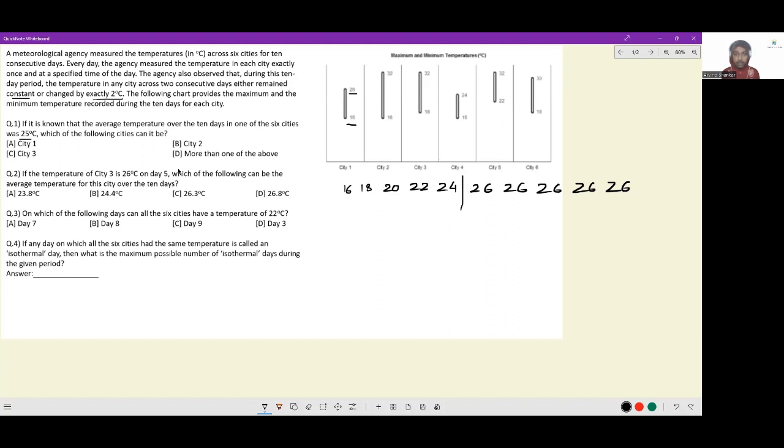Now, for average calculation, look at this. For these 5, because they are in AP, the average would be 20. And for these 5, because 26 is right in between, the average would be 26. 5 terms average is 20, 5 terms average is 26. So the maximum average temperature that can be recorded in city 1 is 23, but we needed 25. So this is not possible.